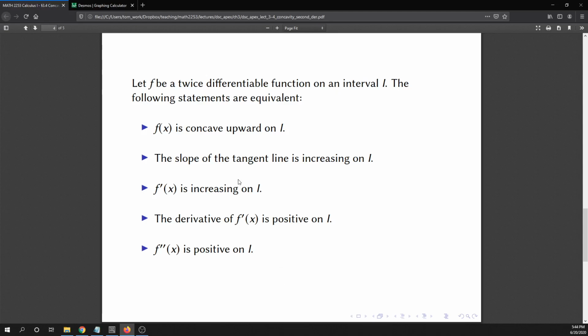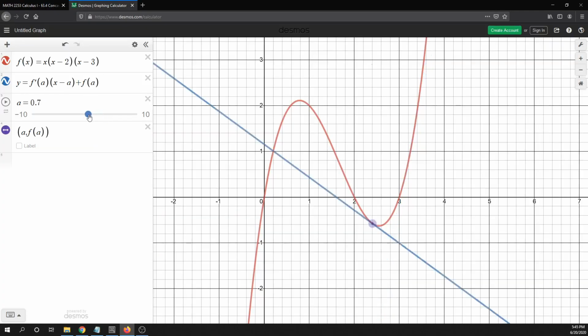And to me, if you understand everything that came before, the real bridge is understanding that when a function is concave up, the slope of its tangent line is going to be increasing. And a similar chain of reasoning follows for concave down.